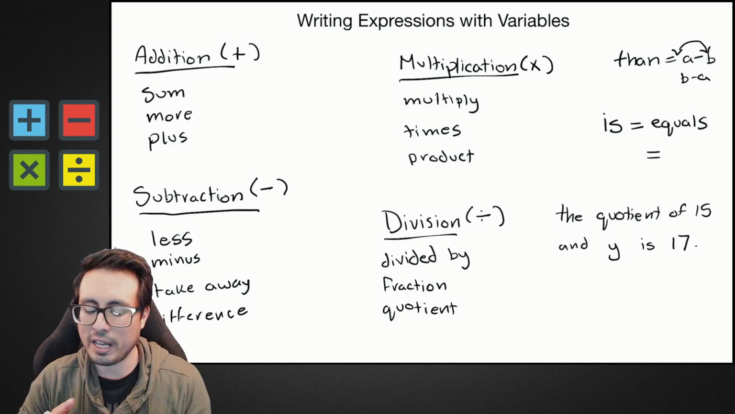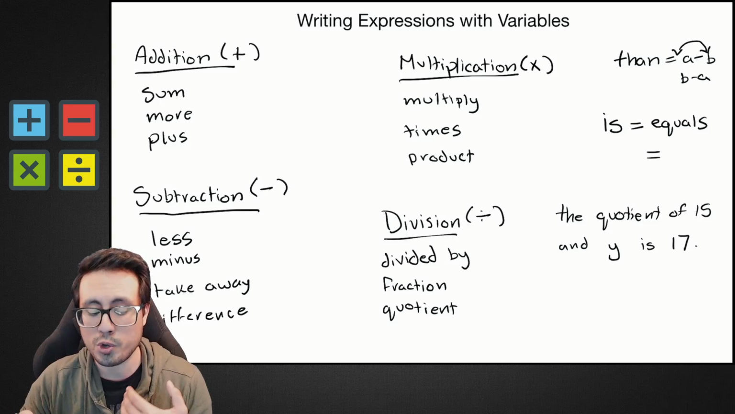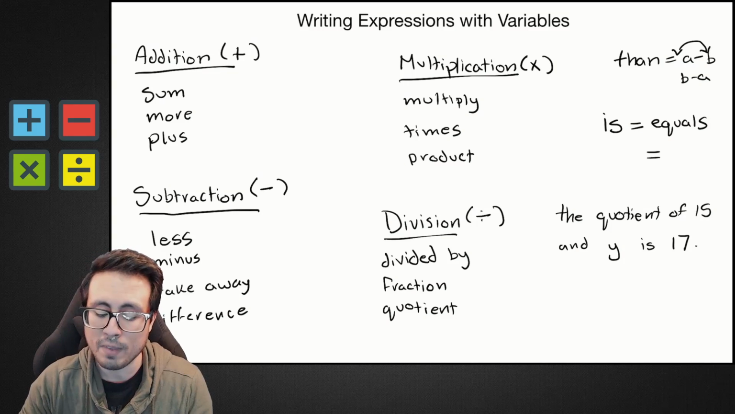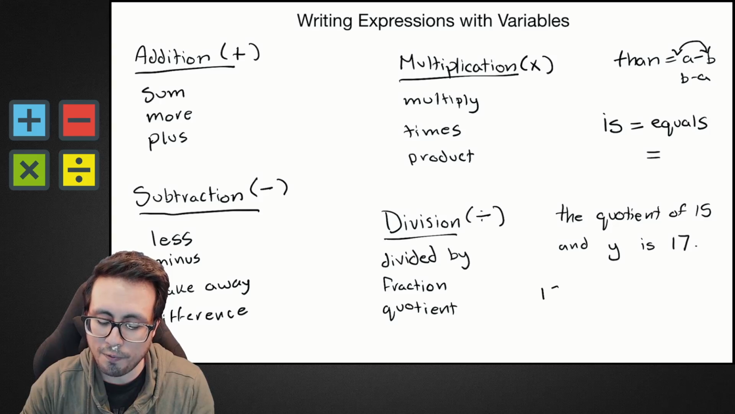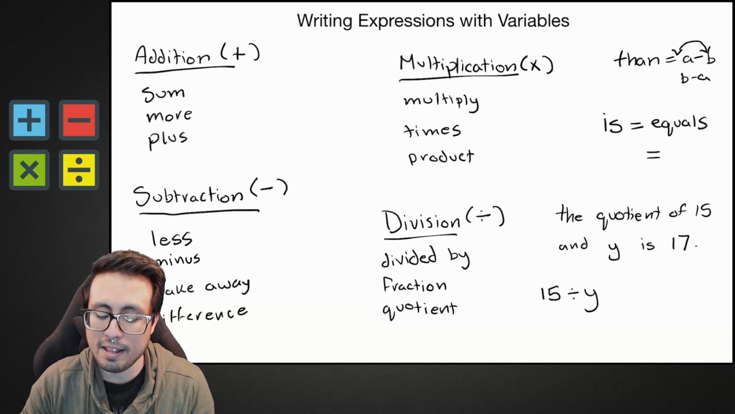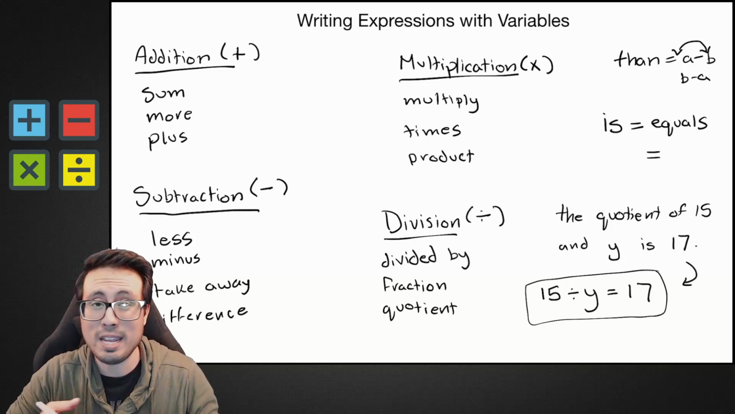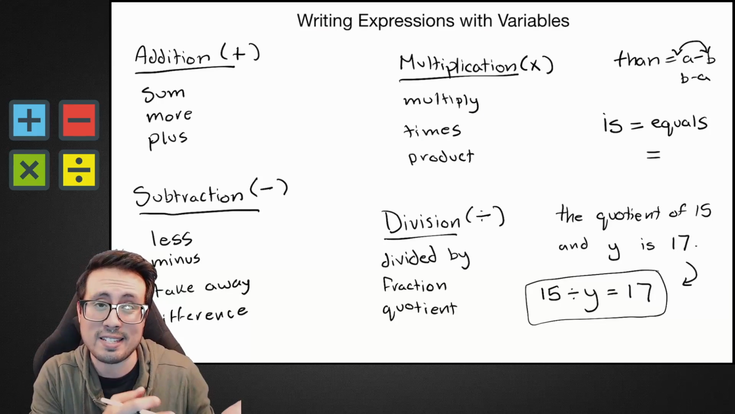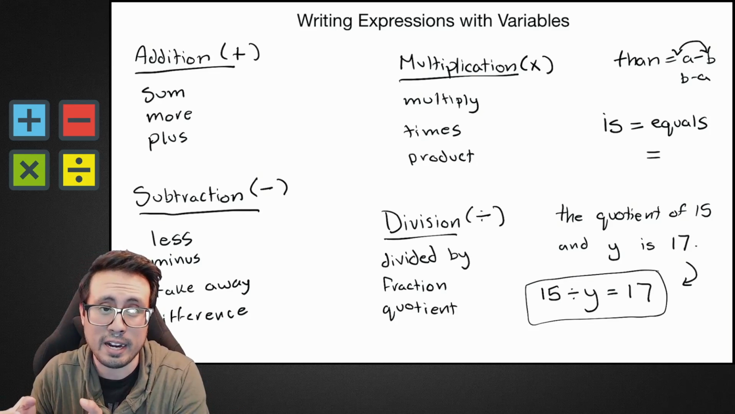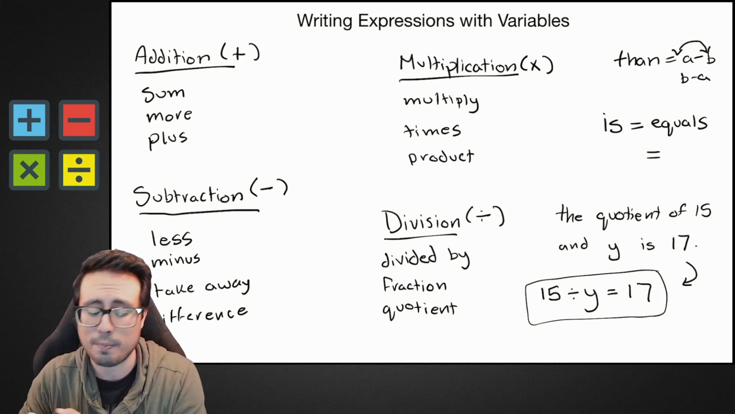So I'm looking for keywords here. Automatically, I see the word quotient. Quotient means division, right? So the division of 15 and y is 17. So I'm going to do 15 divided by y because that's division. And then the word is means equals. So I'm going to do equals 17. And boom, just like that, we turned our word problem into an algebraic expression. Again, they mean the same thing. One is just written as an expression. One is written as a phrase or a sentence, right?